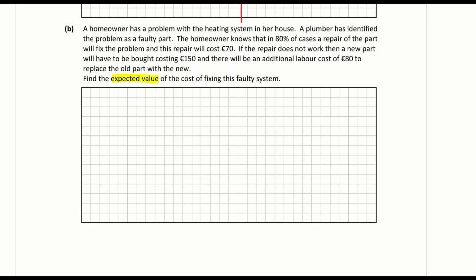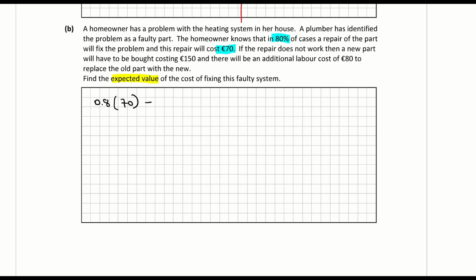So it's a text-heavy question there, but I don't think there's too much to it. So let's look at the first part. If we focus in on the initial repair, which costs €70, and in 80% of the time it's going to be fixed. So that is 80%, which is 0.8 when I divide it by 100, and I multiply that by my €70. So expected value is found by just multiplying the value by the probability of it happening.